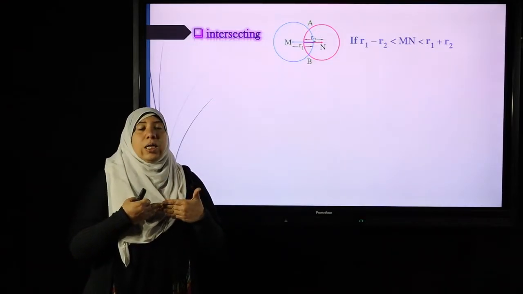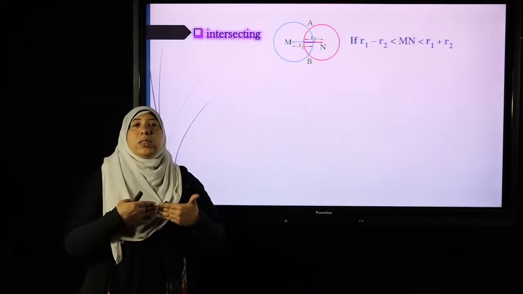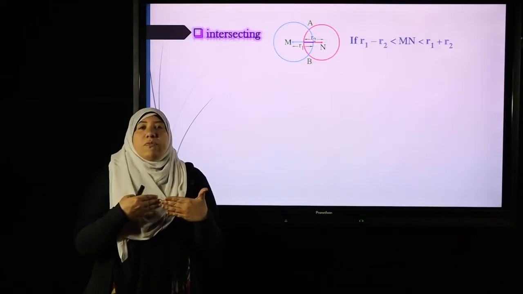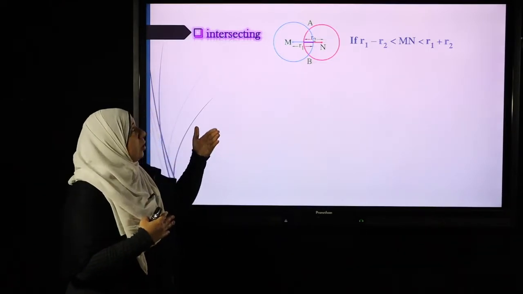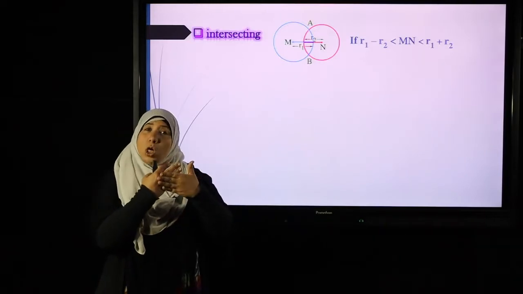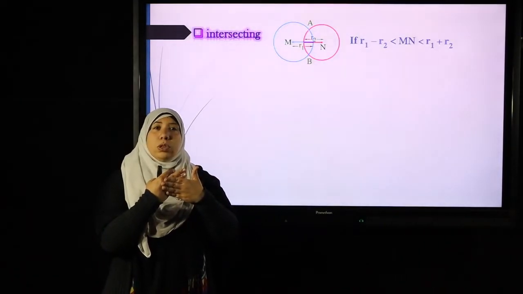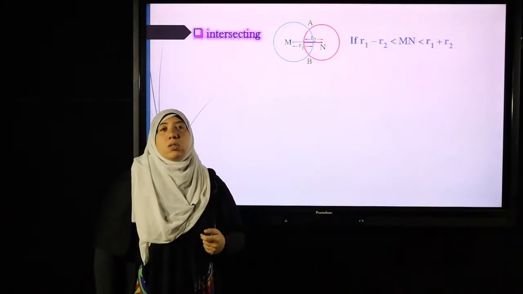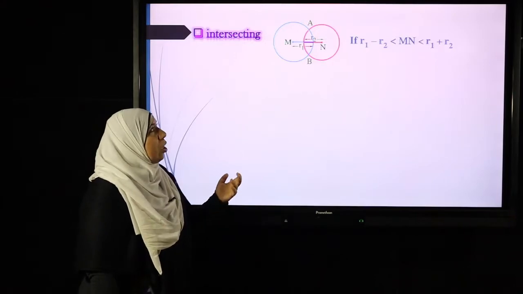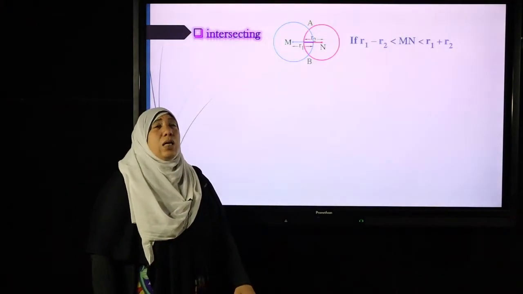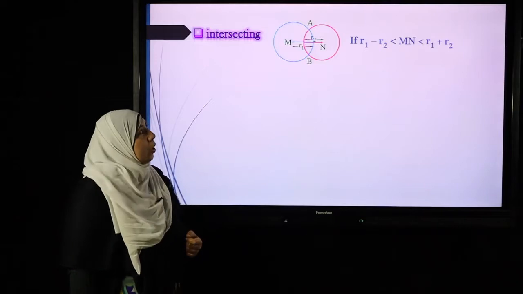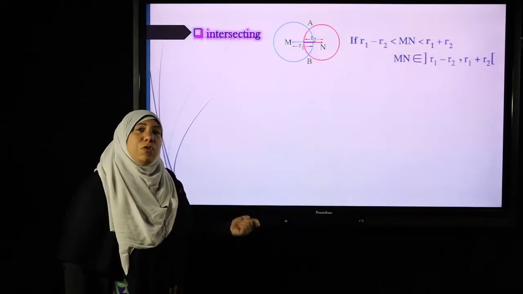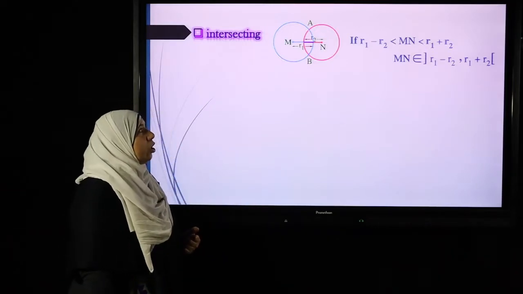Touching externally, as we said, is equal to the sum exactly, because I have one position of touching externally. But the intersecting could be like this, more intersecting, coming closer to each other. It could be more. I have different forms of intersecting circles. So the number here can be any number between the difference and the sum. So MN belongs to the open interval from the difference to the sum of the 2 radii.